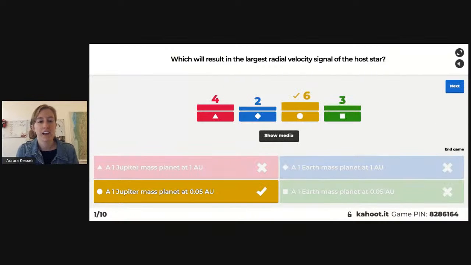Okay, nice job. So a lot of you got this. The larger or more massive the planet is, and the closer to the star, the larger the radial velocity shift on the star is going to be. So the easiest ones to detect are large planets at close distances.